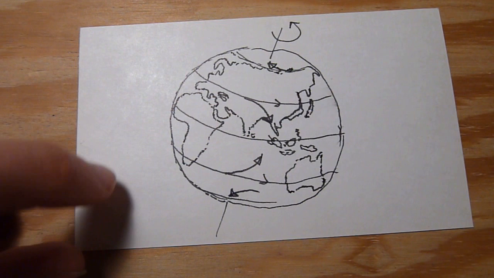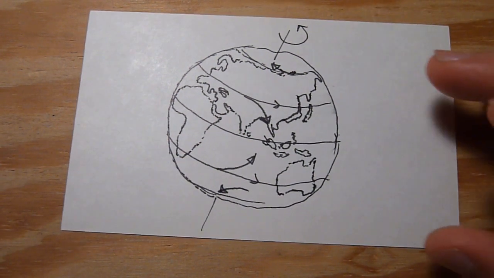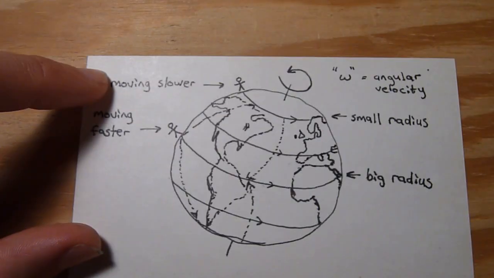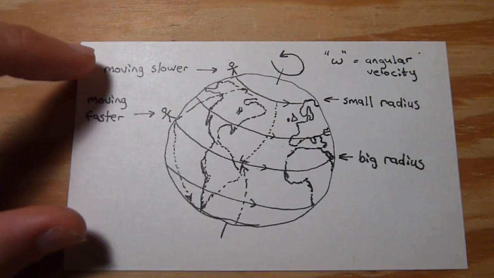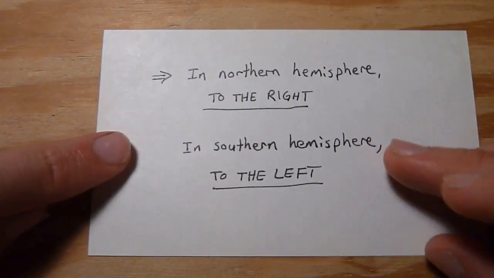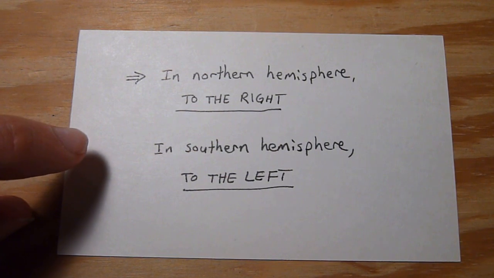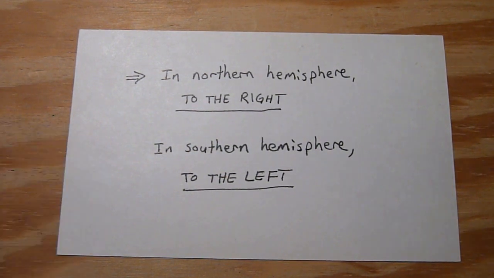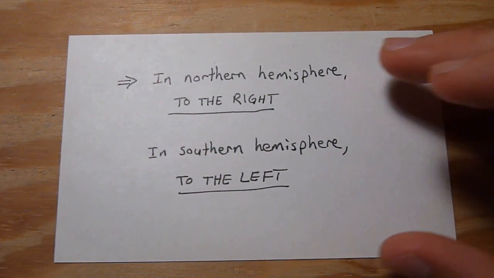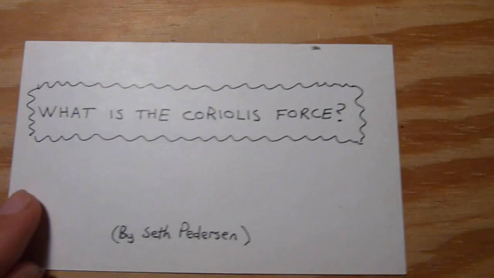So, based on our discussions of east to west motion and north to south motion, an object that is thrown in the northern hemisphere will move to the right, and in the southern hemisphere it will be pulled toward the left. This response of objects moving on a spinning Earth is called the Coriolis force.